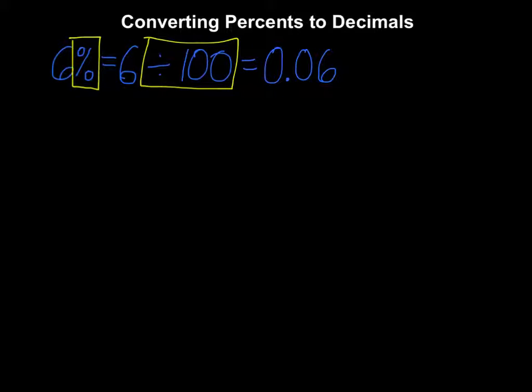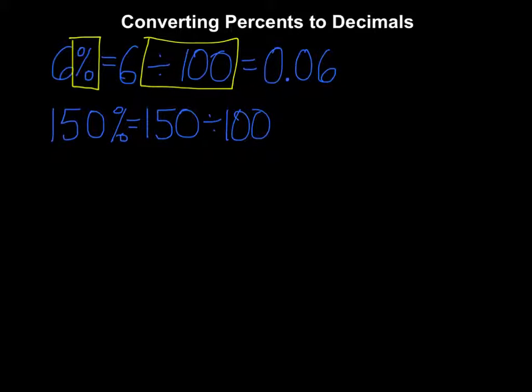Let's take a look at another example. Let's go with 150%. So 150% literally means 150 divided by 100. And again, I'm going to move the decimal 2 times and make the number smaller. So the decimal on 150 would be right here. Move it once, it will be on the other side of that 0, and twice it will be in between the 1 and the 5.